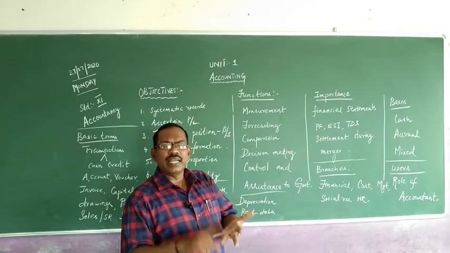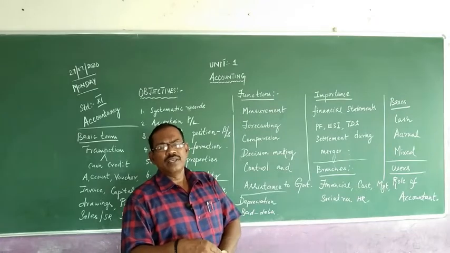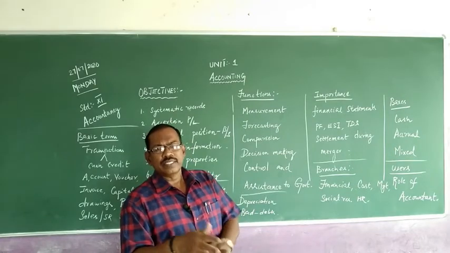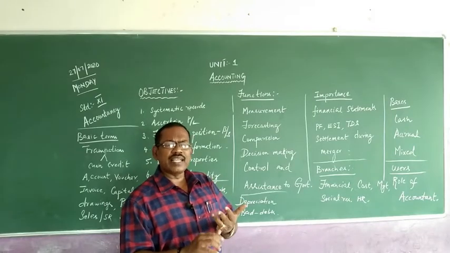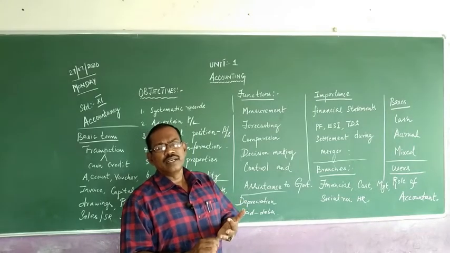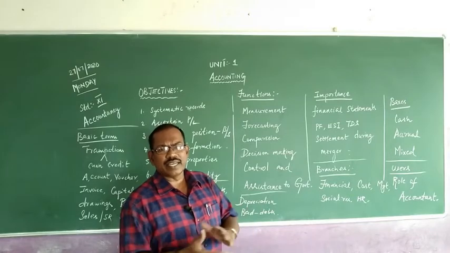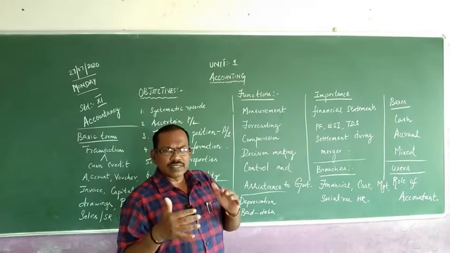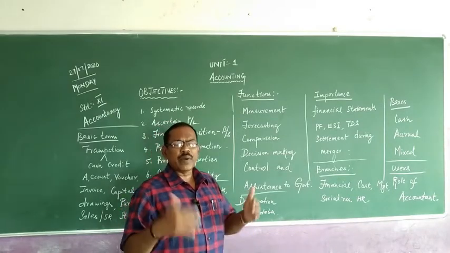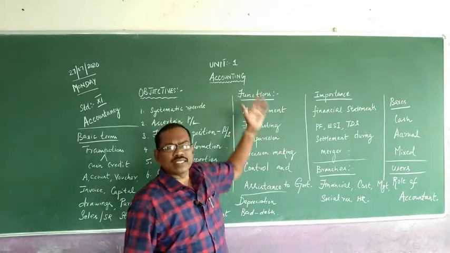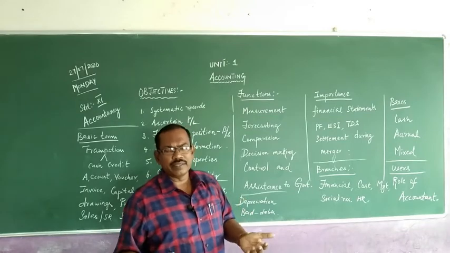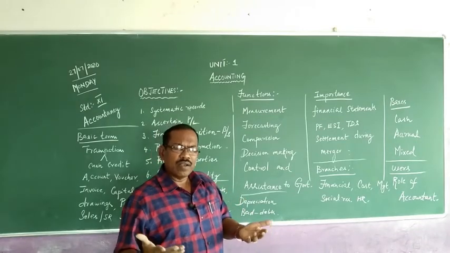2017, 2018, 2019. You are comparing sales in 2017, sales in 2018, sales in 2019, whether sales have increased or decreased. This is done by comparing the records. For comparing that, accounting helps you because systematic records are maintained. So comparison is very important for us to grow.